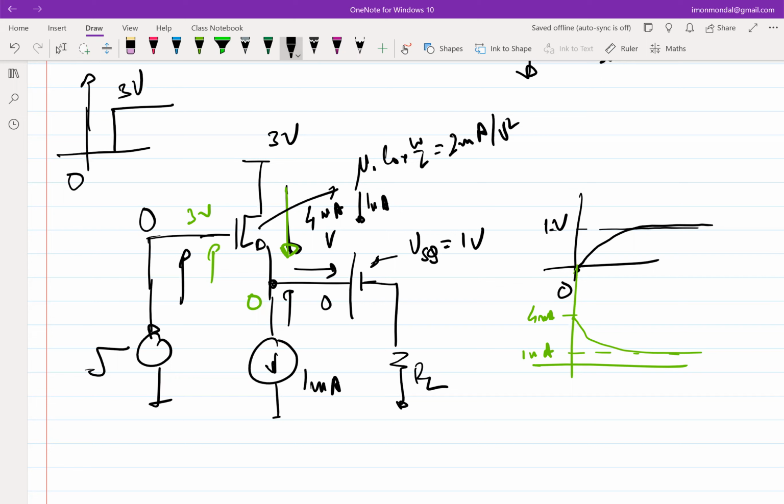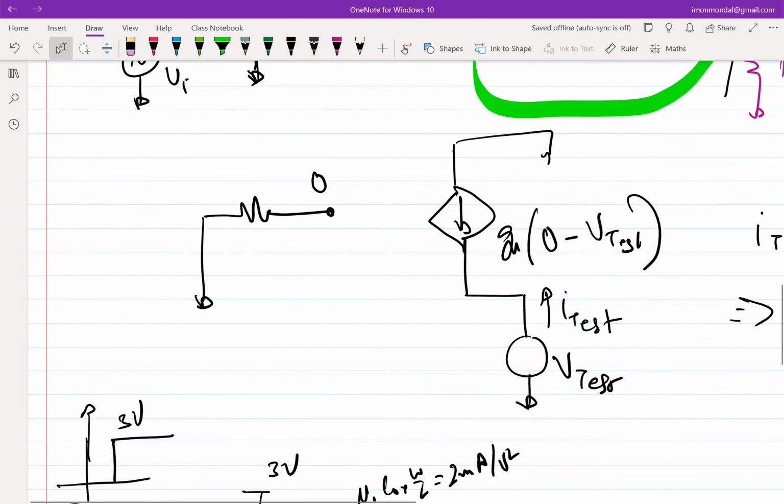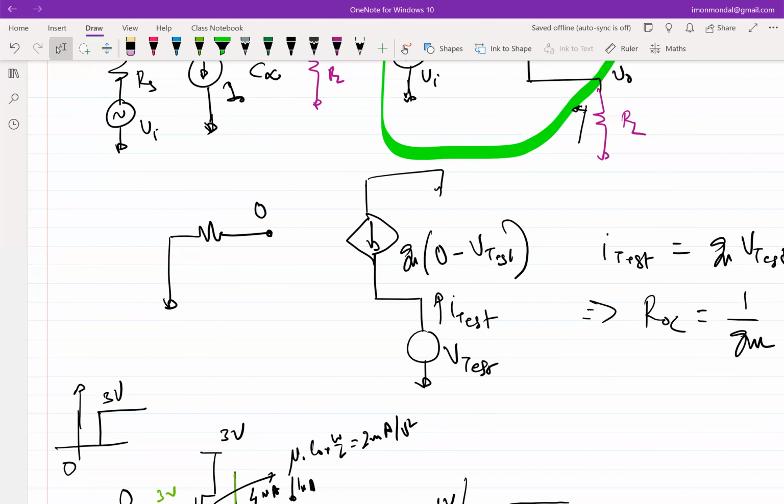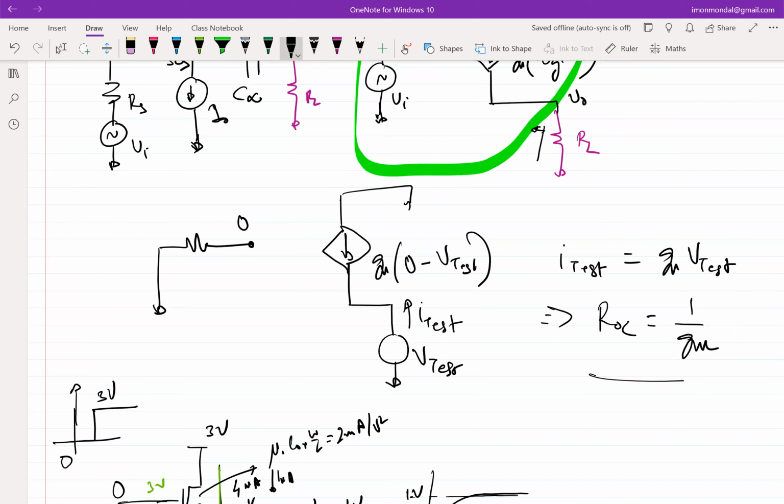Okay, good. Now going back to the thought: if I have to use this as a voltage source, I know what my output impedance is. What condition do I need to satisfy now?